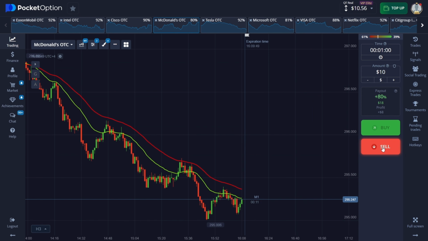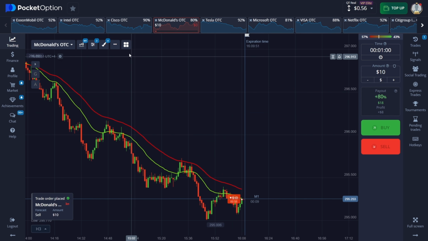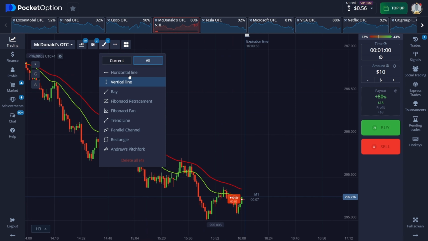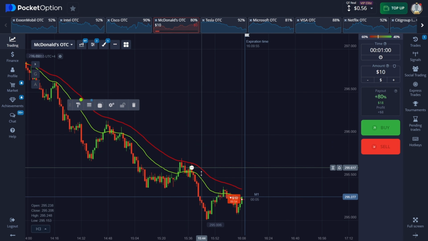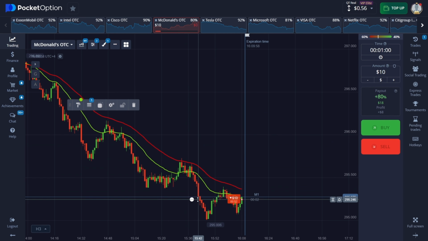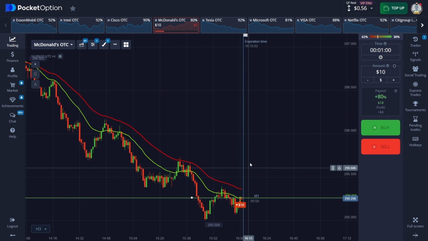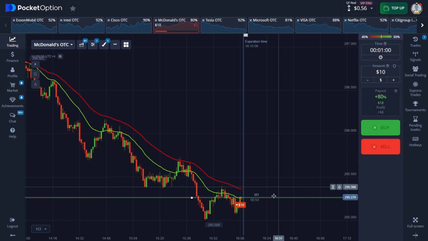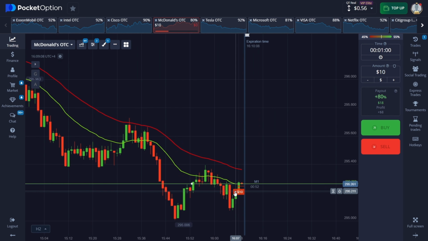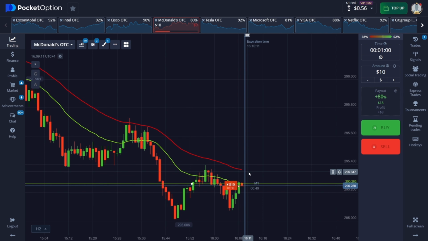I'm waiting for a good entry, and I just got a good entry. I placed a trade for the downside move on McDonald OTC from the moving average. As you can see, there's a solid downtrend, and the candle is taking a retracement from the 25 EMA. That's why I took this trade for the downside move from the 25 EMA. I took a slightly early entry, but no problem.